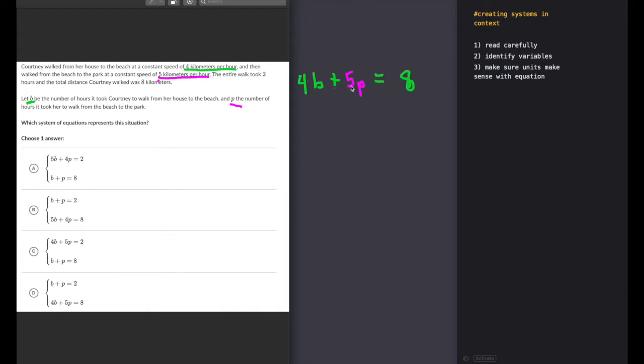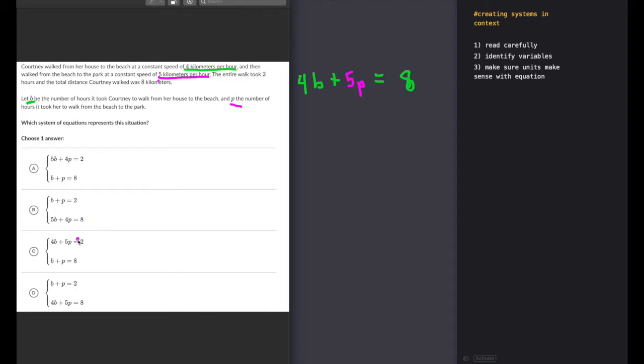And just checking our units really quickly, this makes sense. So this works. We're given 4 options, so let's see if this works with any of our 4 options. I'm seeing 4P and 5B. That's actually not what I have. It's close, but this doesn't make sense, so I don't really like that.